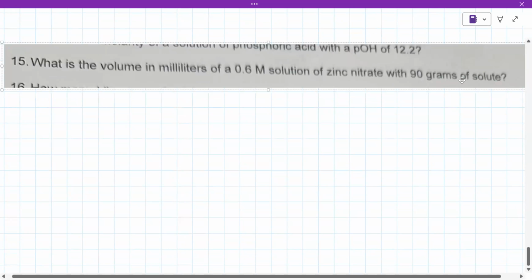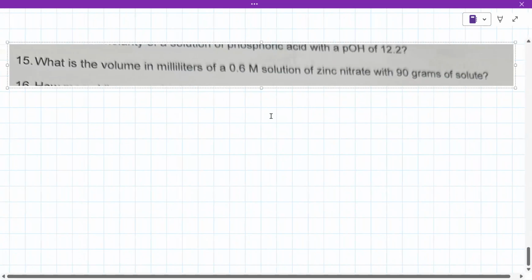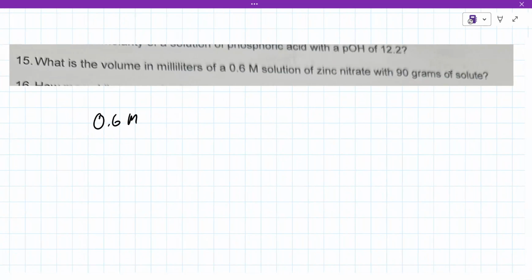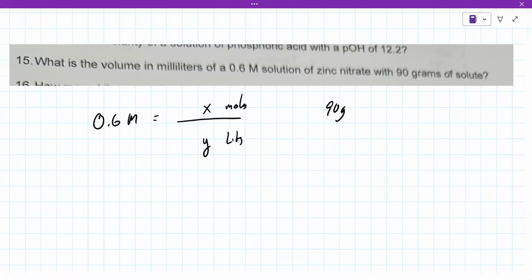It says, what is the volume in milliliters of a 0.6 molar solution of zinc nitrate with 90 grams of solute? Okay, so they're giving you the molarity. You need the number of moles, which you don't have currently, and you also need the number of liters, which you also don't have currently. But we know that there's 90 grams of zinc nitrate. So we have to determine the moles. We first need to know the formula for zinc nitrate, and then convert that to the number of moles.